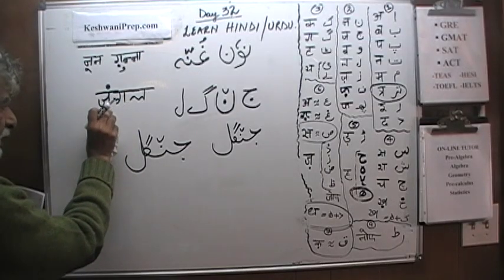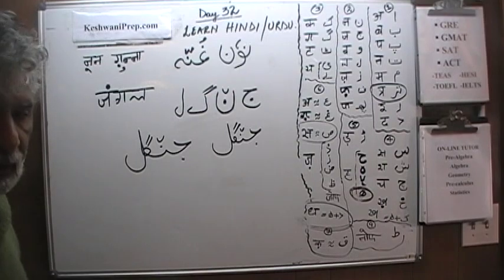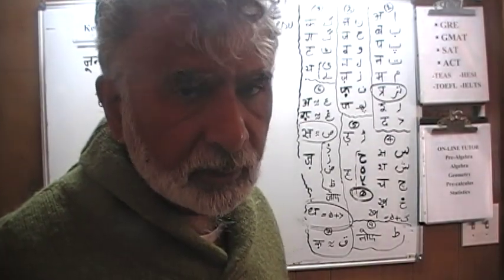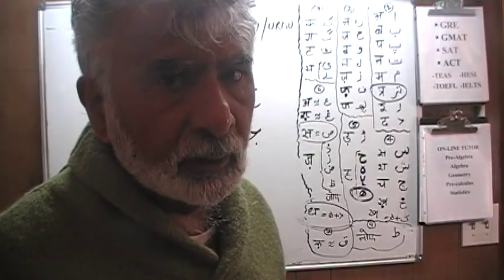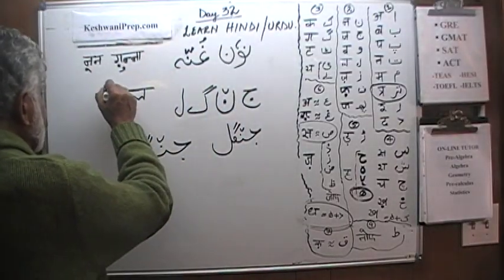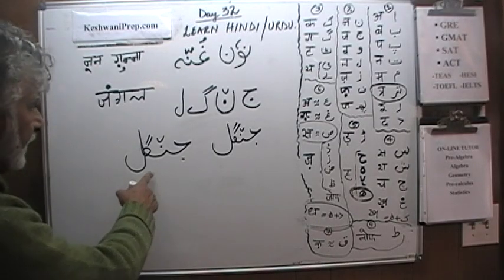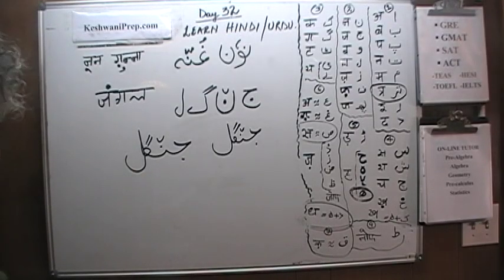If you had put the dot on the bottom, that would have converted the j into a z. We don't want z, we want a j, but not just j, we want jung. So that's the Noon-Gunna. Jungle. That's how we write the jungle. Right there. Let's do one more.